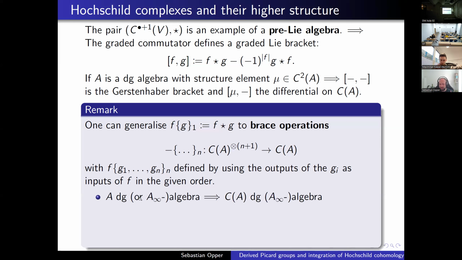So if A is a DG or an A-infinity algebra, then the same is true for the Hochschild complex. And the way you do this, roughly, is that instead of just taking the bracket with mu, you now take these brace operations with mu. In the case where A is a DG algebra, this stops at n equals 2, and you're done. And this gives you what is called the cup product. In other cases, you have higher operations, so you can still do the same.